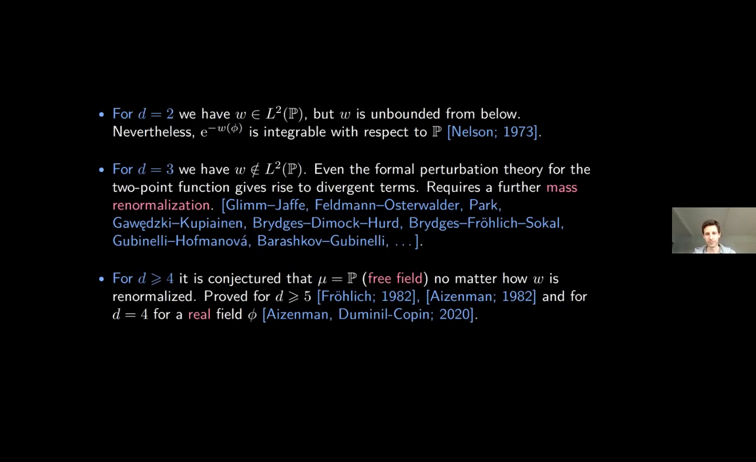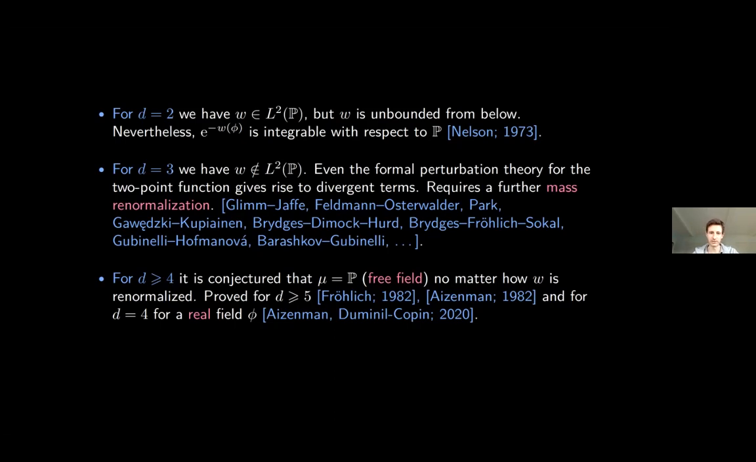And in dimensions 4 and above, things are very different. It turns out that there the singularities of the field, or the singularities of the interaction, are so strong that no matter the renormalization you pick, you can try to renormalize this interaction as you wish. If you choose a renormalization which gives rise to a well-defined limit, this is always going to be trivial. So the only way to tame this very singular interaction is to kill it, basically.